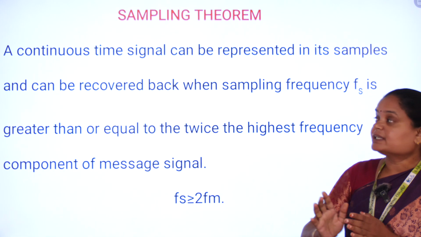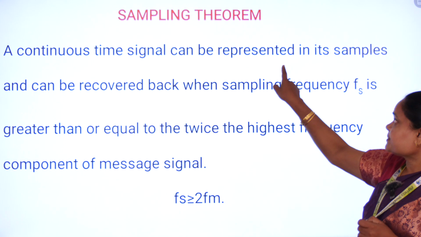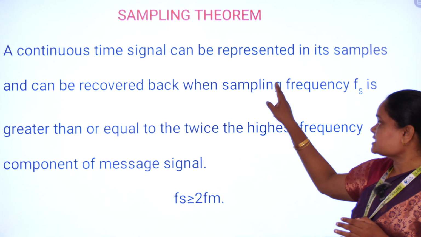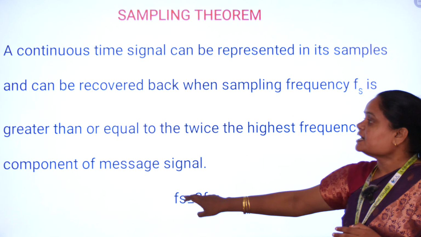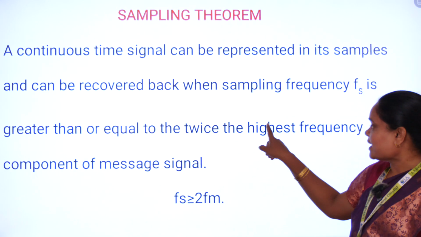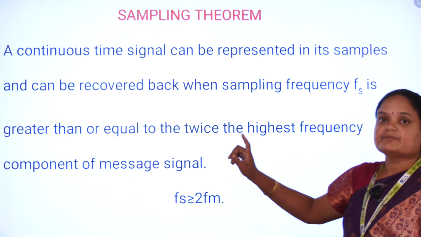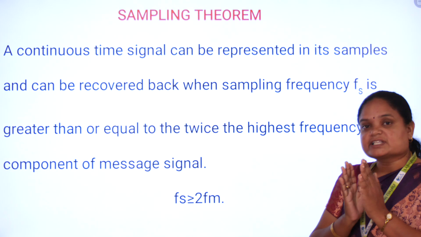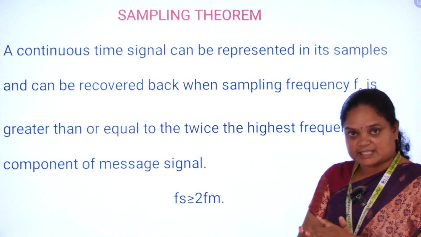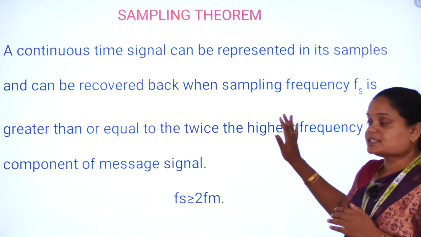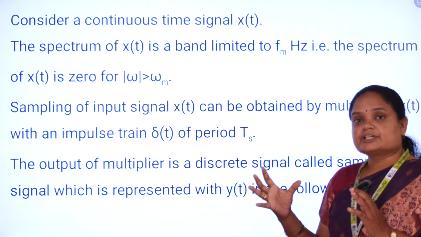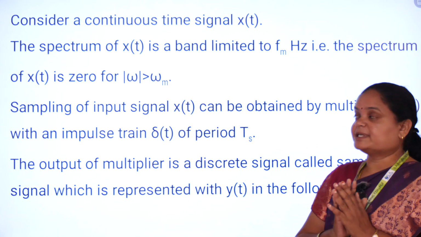So once again I repeat, a continuous time signal can be represented in its samples and can be recovered back when the sampling frequency fs is greater than or equal to twice the highest frequency component of the message signal. So this is the sampling theorem. Wherever we go for ADC conversion, the first step is the sampling process, which maintains this sampling theorem. So how is the analog signal converted by sampling? By maintaining the sampling theorem.